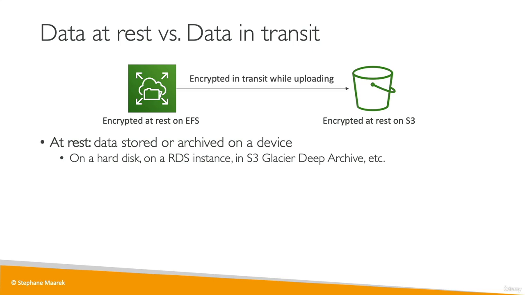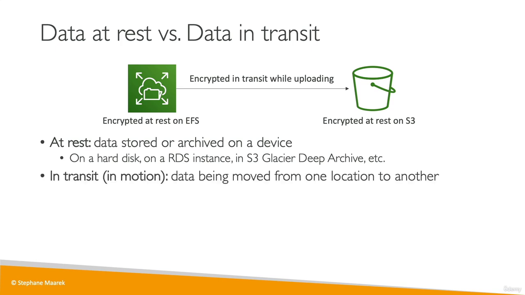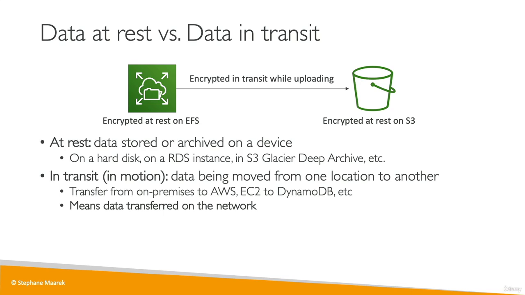But there's a second kind of encryption, which is in transit. In transit means encryption while the data is being moved from one place to another. And so that means in motion. For example, whenever you transfer data from your on-premises data centers to AWS, or when you move data between an EC2 instance and a DynamoDB table, because it's writing or retrieving data, or in this example from EFS to Amazon S3. So in transit means that the data is transferred on the network.